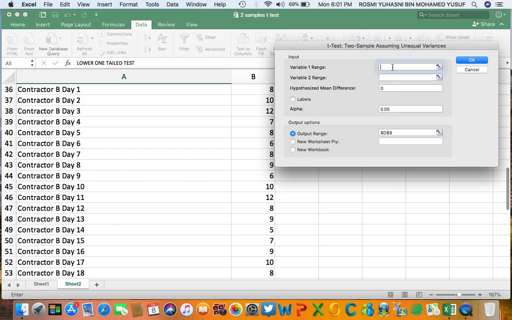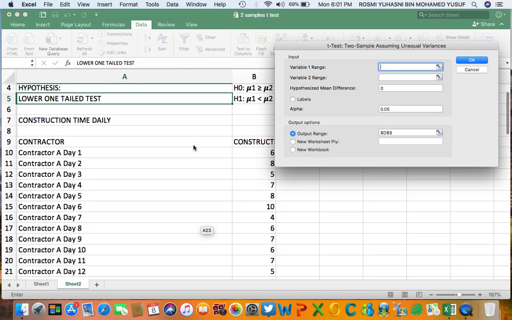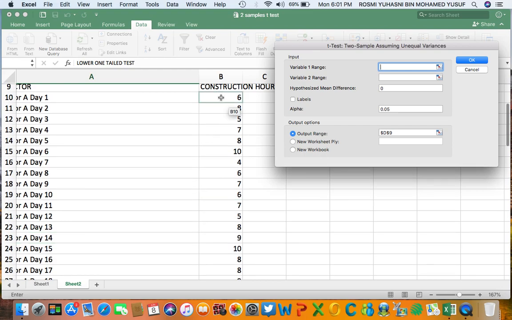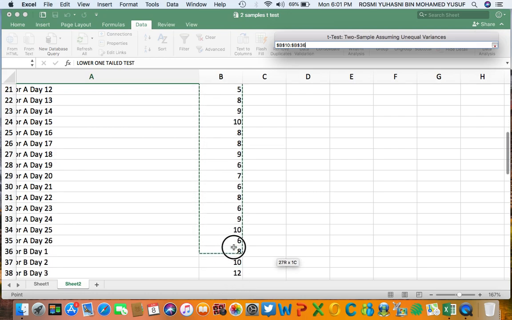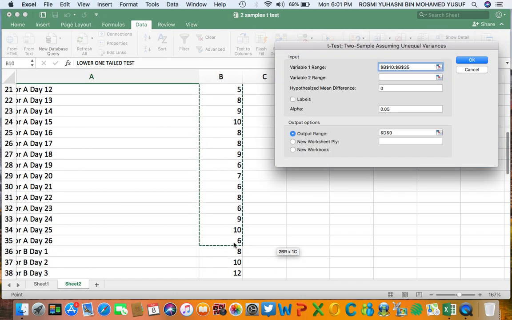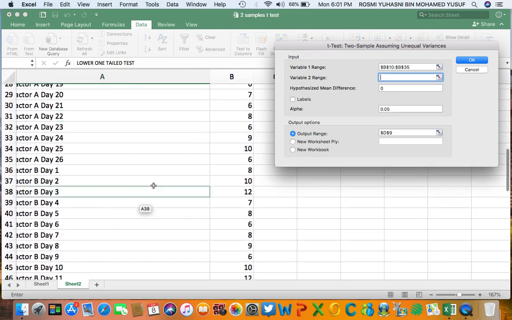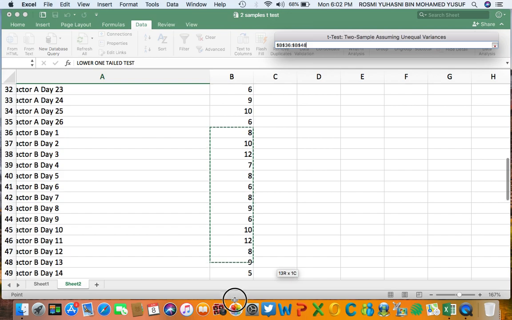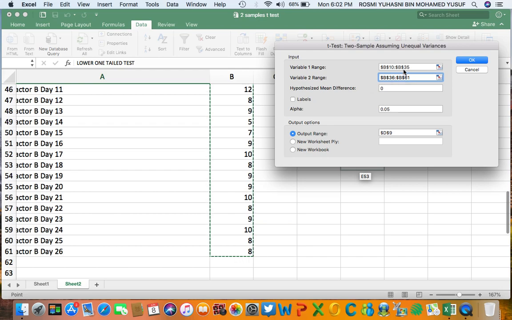We have two variables here. The first one is for the first sample, which is for contractor A. The variable range should be the whole range from day 1 to day 26, up to here. And then select sample B, or contractor B, which starts here, up to here. So we have selected the range for contractor A and the range for contractor B. Hypothesized mean difference should be 0.